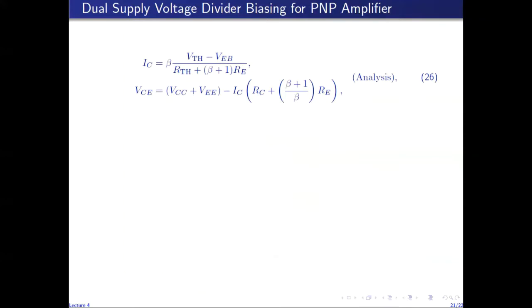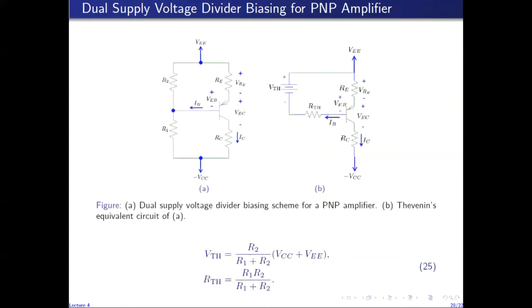So we can also obtain a single supply voltage divider biasing network for the PNP amplifier by setting VCC to 0. This will give us an equivalent circuit, which will have branch currents and node voltages given in opposite directions and opposite polarities respectively when compared to the single supply voltage divider biasing network for an NPN amplifier.